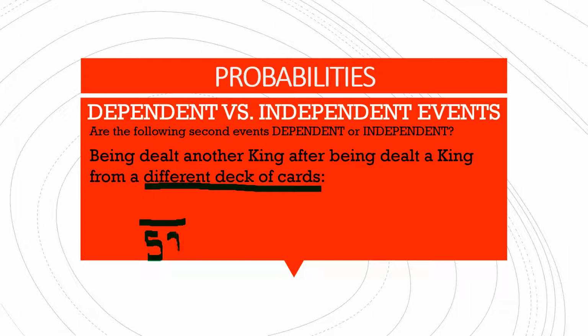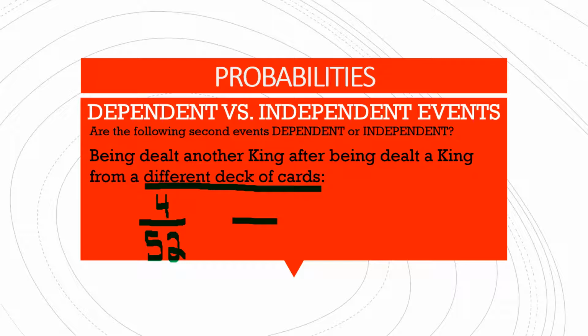And how many kings are possible to get dealt out of that deck of cards? 4. There's 4 possibilities of kings out of the deck of cards. So that's your first probability. Your first probability is 4 out of 52 to get a king out of a deck of cards. Now the second probability is out of a different deck of cards. You are holding the king from that first deck of cards, but when you're getting dealt a second king, it's out of a new deck of cards.